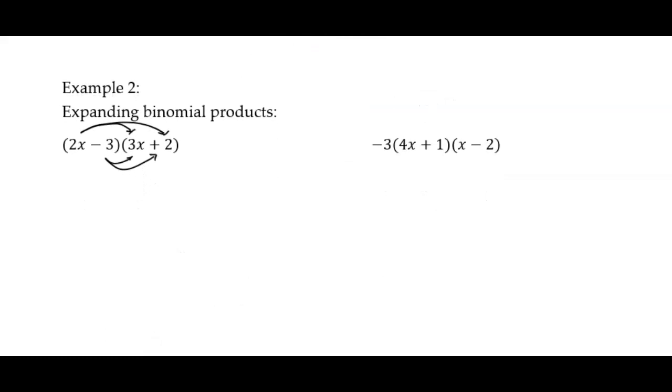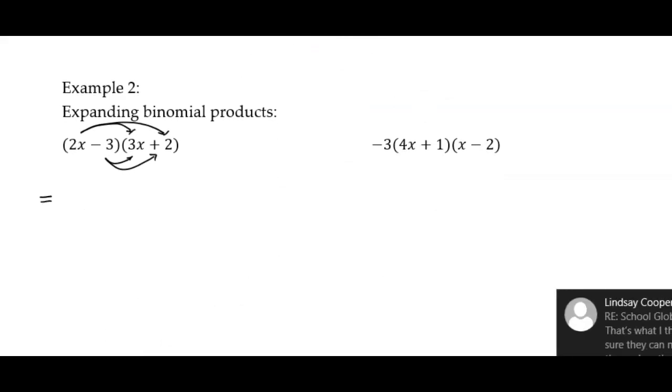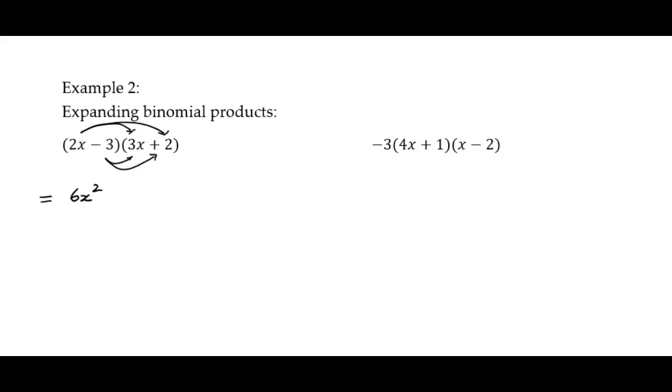So 2x times 3x is going to give us 6x squared, and 2x times 2 is going to give us a 4x. And then the second part is multiplying everything with a minus 3. So minus 3 times 3x is going to give us a minus 9x. And then the final multiplication, minus 3 times 2, giving us a minus 6.